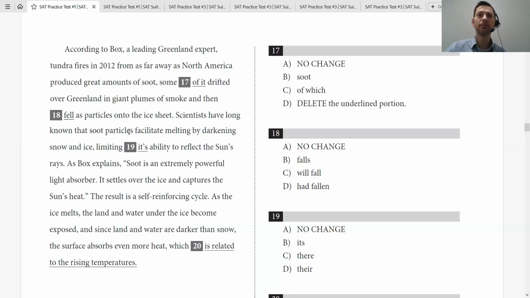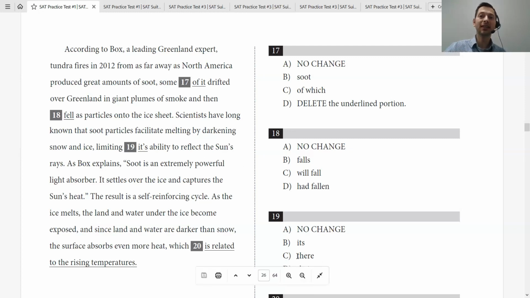"Scientists have long known that soot particles facilitate melting by darkening snow and ice, limiting its ability to reflect the sun's rays." So now we have to ask ourselves, limiting whose ability to reflect the sun's rays? Now let's read this again. "Scientists have long known that soot particles facilitate melting by darkening snow and ice, limiting its ability to reflect the sun's rays." So whose ability? Limiting the snow and ice's ability. So the subject here is the snow and ice. So it would be "limiting their ability" because it's talking about snow and ice. Snow and ice is plural. So it's their ability. So it would be D.